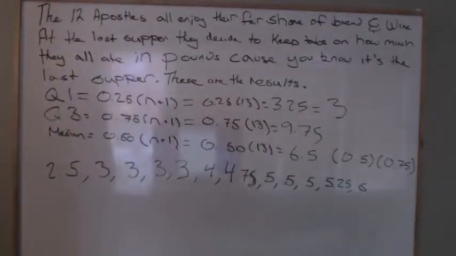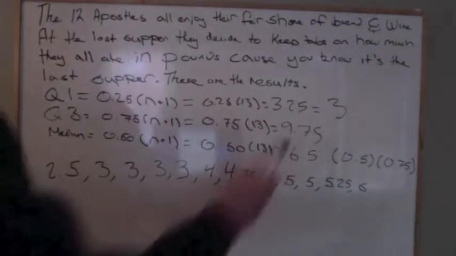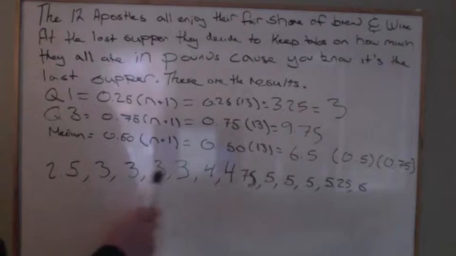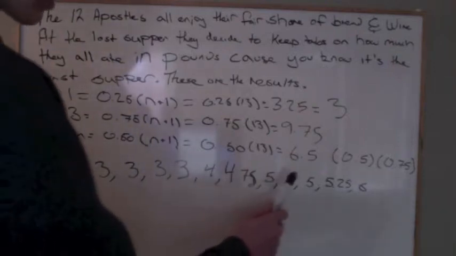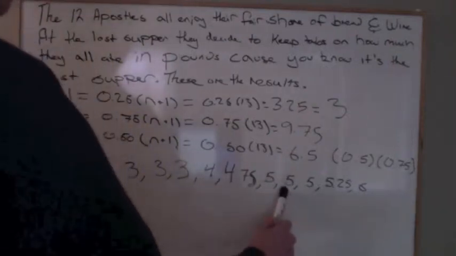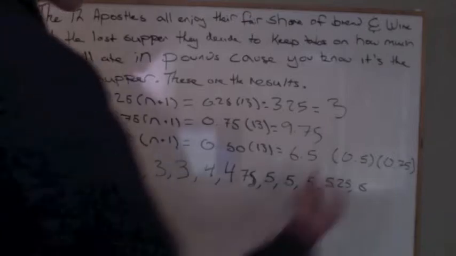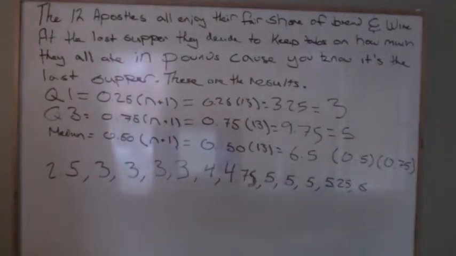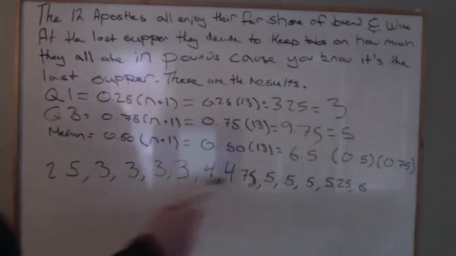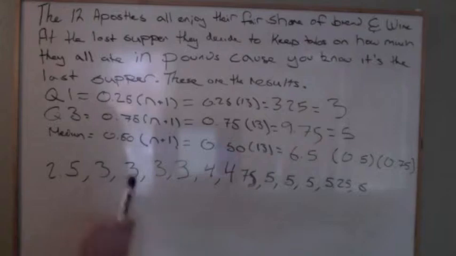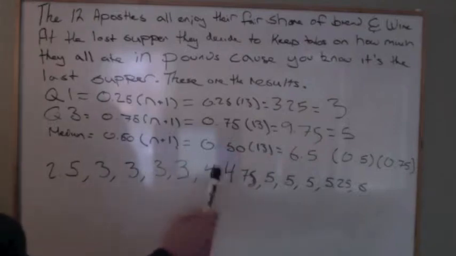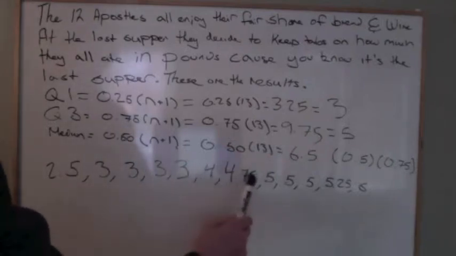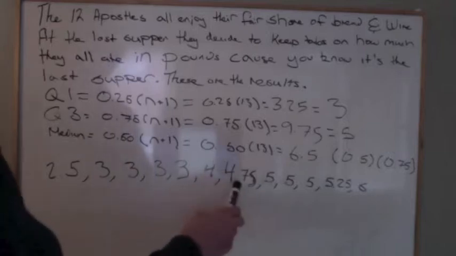For quartile 3, you have to count to 9.75, which is 1, 2, 3, 4, 5, 6, 7, 8, 9. 0.75 between 5 and 5 is 5. It can get tricky though, if you have a number for the median, let's say, where you only have to go to 6.5. 1, 2, 3, 4, 5, 6. And you have a difference between 4 and 4.75. So you have to go halfway in between those.